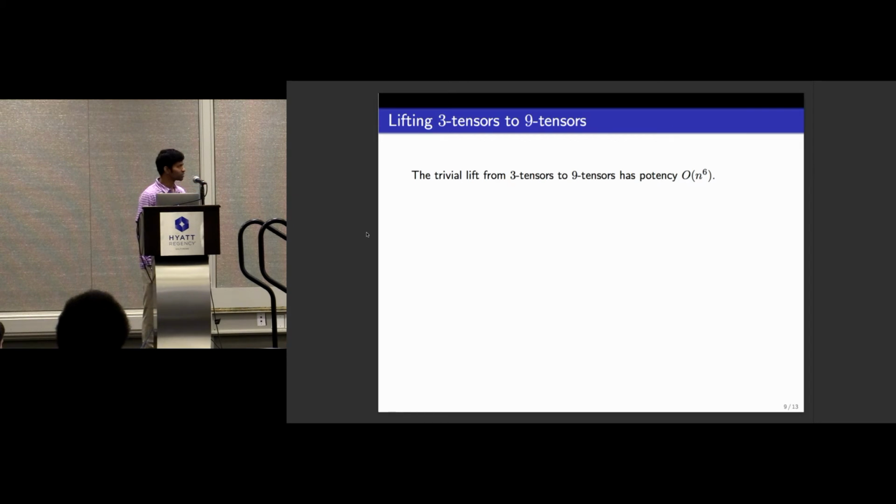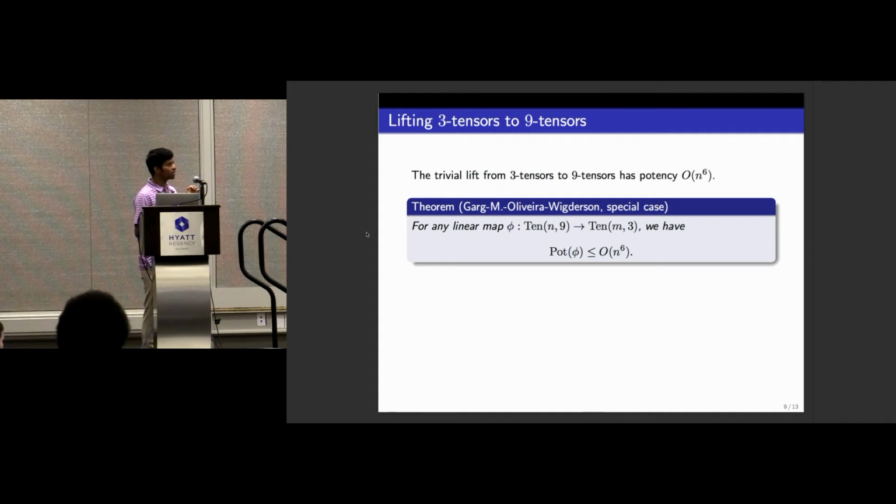Now I'm going to tell you the theorem in this very special case. It tells you that no matter what kind of linear map you took from 9 tensors to 3 tensors, and here I've not specified m. M could be anything. It could be really, really large compared to n. Its potency is only going to be big O of n to the 6. The 2 constants are slightly different, but you cannot do anything better than n to the 6.